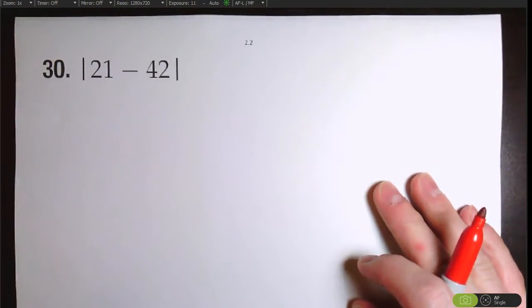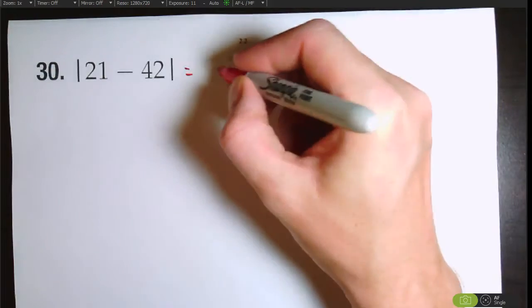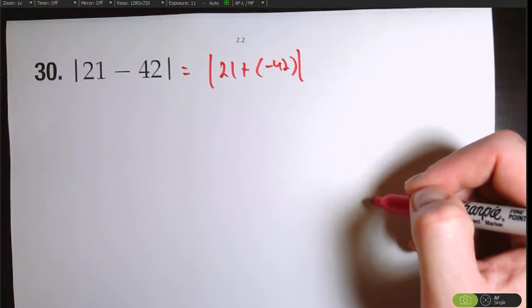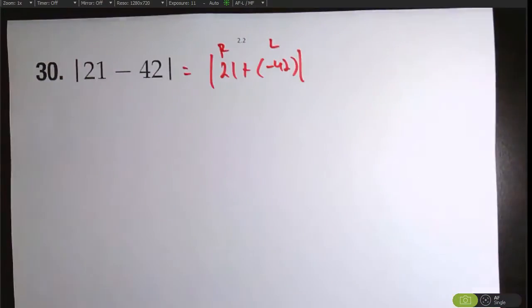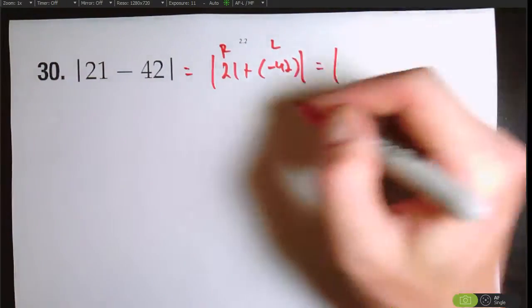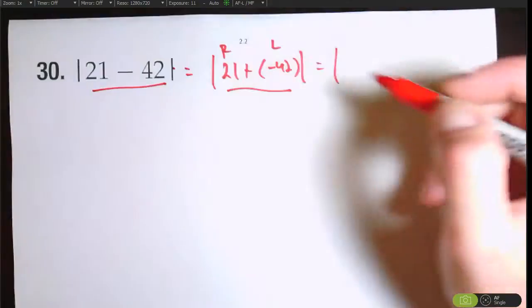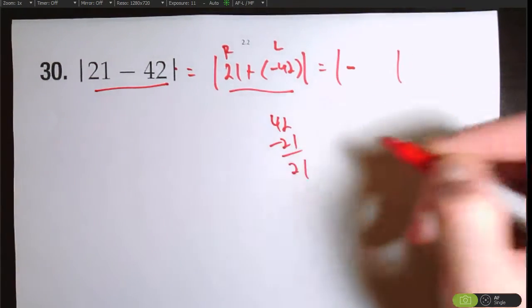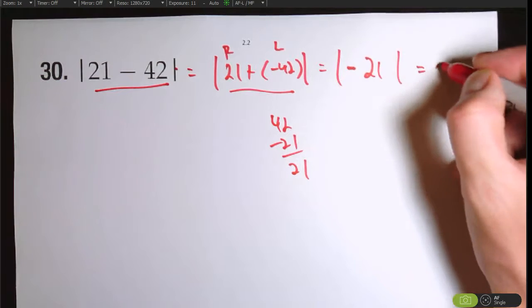And then last but not least, number 30 out of the book, 21 minus 42. Okay. That is 21 plus negative 42. That's what that really means. So I went 21 to the right, 42 to the left. So really what that means, I'm going more left than right. And again, I can do all this inside and then take the absolute value afterwards. I should have said that. Do this first, then do your absolute value. So I know this number is negative. So 42 minus 21 for the distance is 21. So it's negative 21. But the absolute value is positive 21.